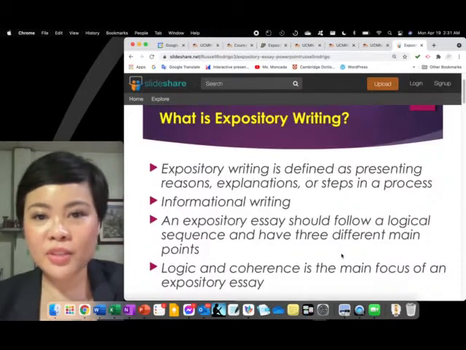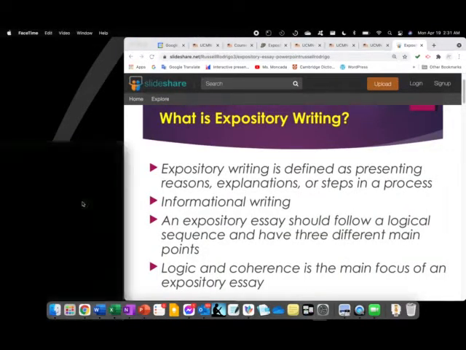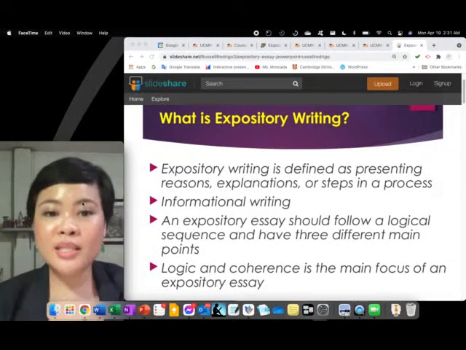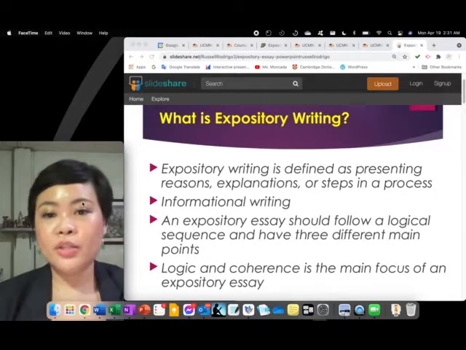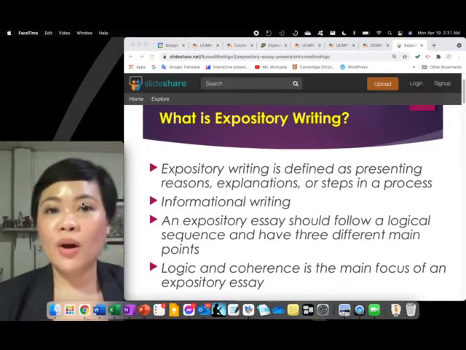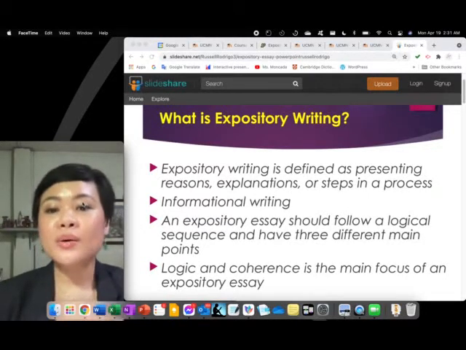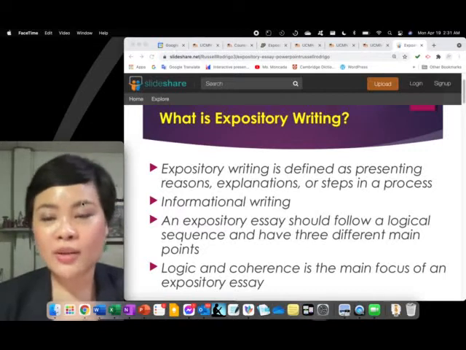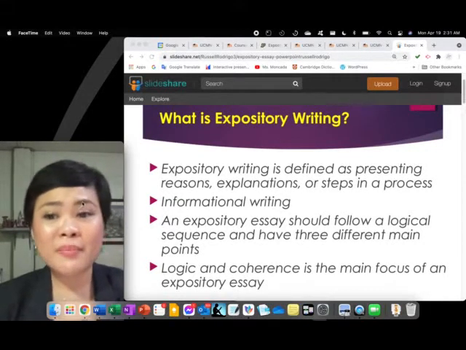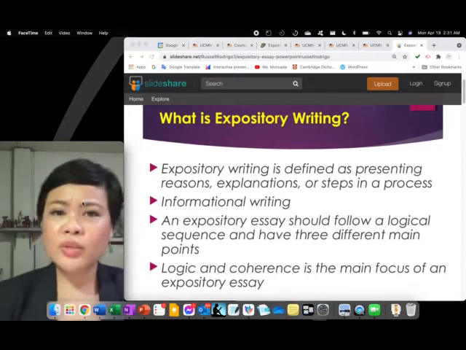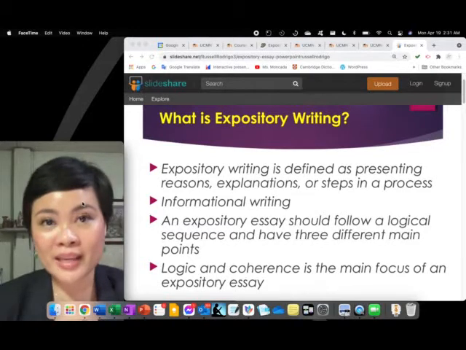Okay, so what's the first thing here? What is expository writing? It's defined as presenting reasons, explanations, or steps in a process. So if you write something that requires you to do any of the three, then you are writing an expository essay. So basically, it's informational writing. As I said, it's different from persuasive, because persuasive means you are defending a side. And expository writing is not storytelling, because that is narrative writing, right?